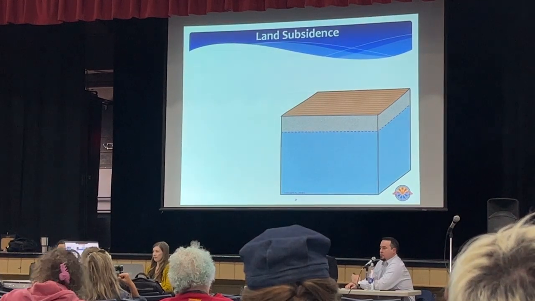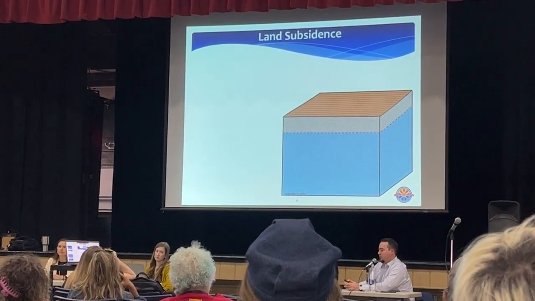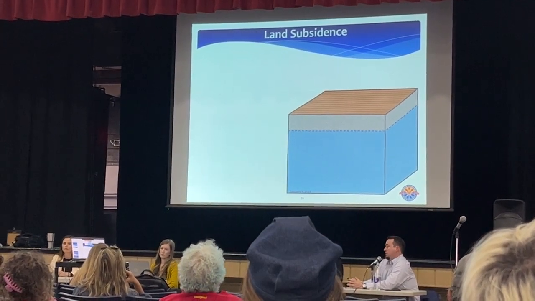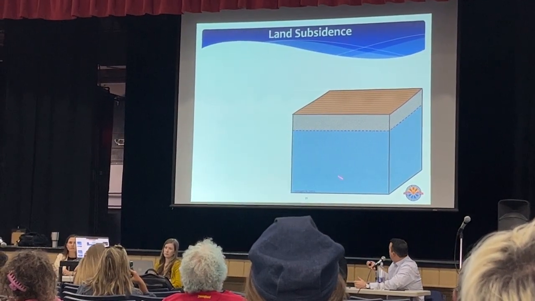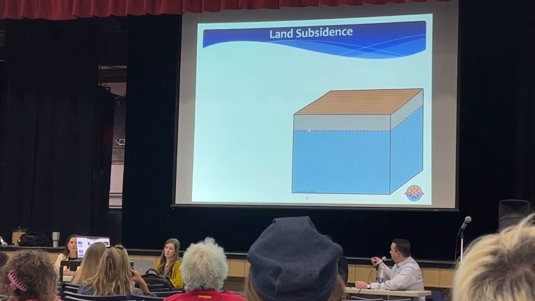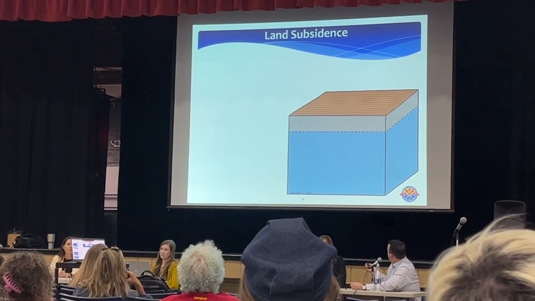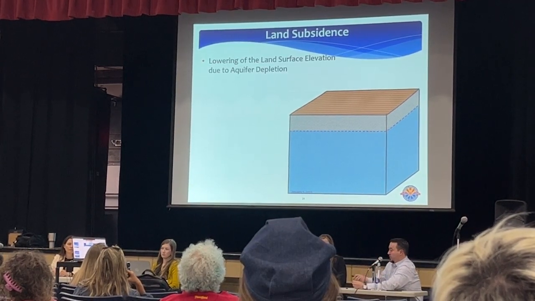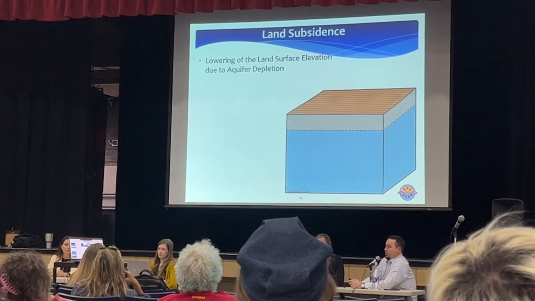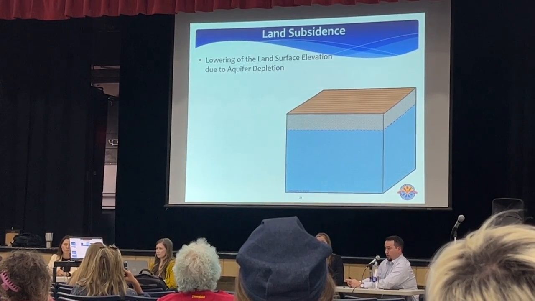So land subsidence, this is a helpful illustration to show you what it is and how it happens. This is a block diagram, so just imagine this is sand and gravel filled with water, and this is the land surface. And this blue dashed line is the water table, or the depth of water. Land subsidence, by definition, is when the surface elevation is lowered due to overpumping of aquifer units.